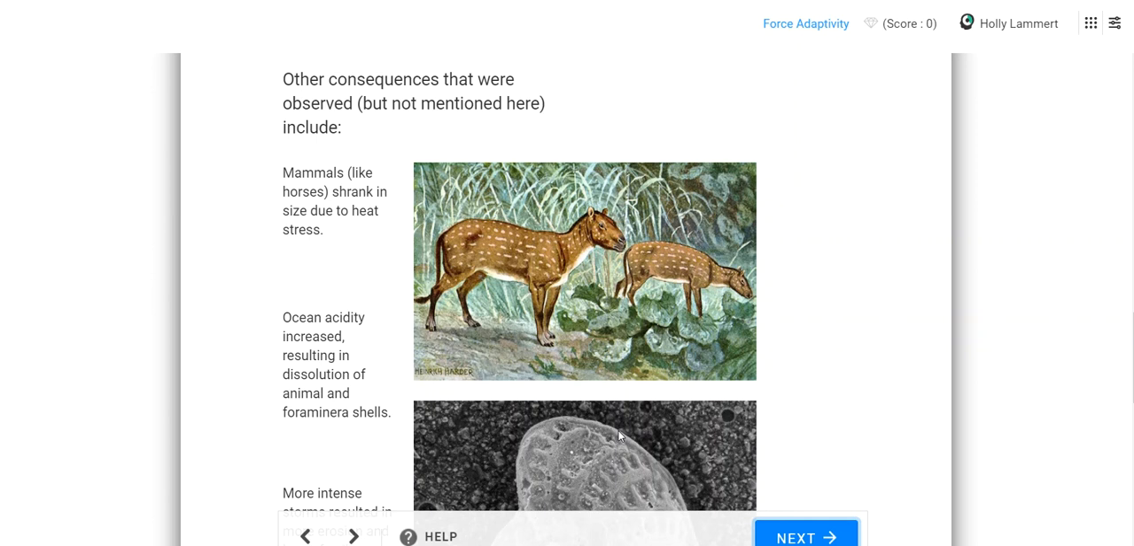And I'm going to take notes on this too. Great things to talk about in your DBA. Mammals shrank due to heat stress. Ocean acidity increased.